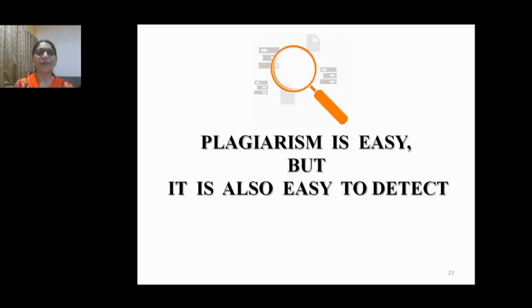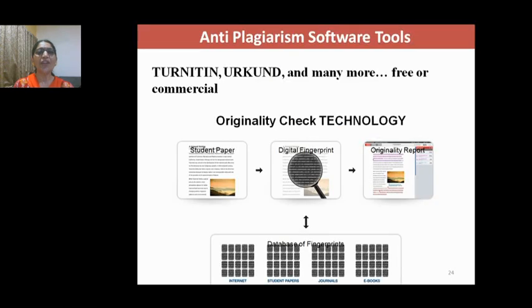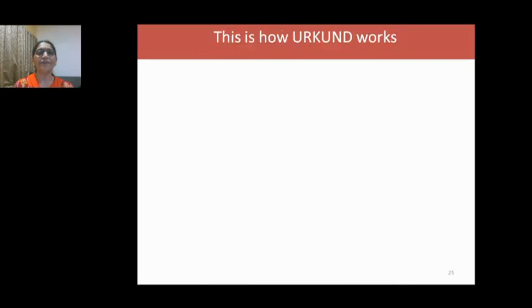You don't have to reference it if it is common knowledge. So, plagiarism is very easy, but it is also easy to detect. There are so many anti-plagiarism software tools. There are free, open source, and also some commercial. For example, we can take Turnitin, Urkund, and many more, free or commercial. These anti-plagiarism software tools are used to check originality by using technology.